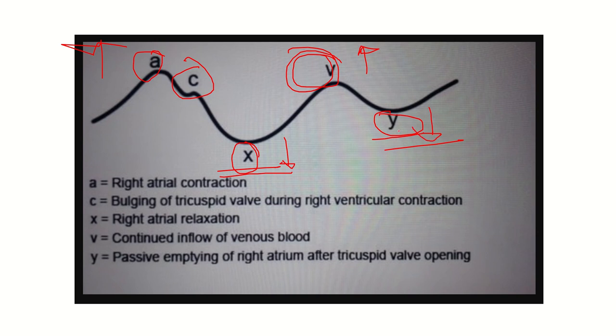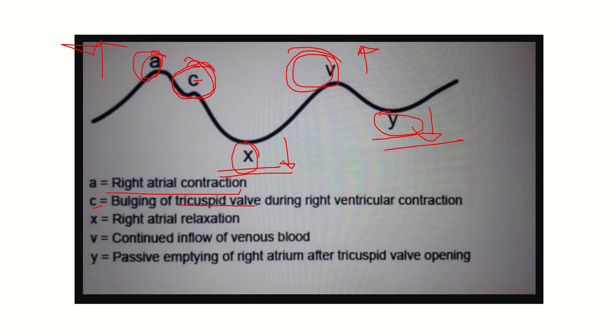So first of all, here we can see the A curve, which is the A for atrial contraction. So A, this positive deflection occur when there is a right atrial contraction. Then here we can see this is the C curve. C for closure. That means C, this occurs due to closure of the tricuspid valve. Here we can see the tricuspid valve.